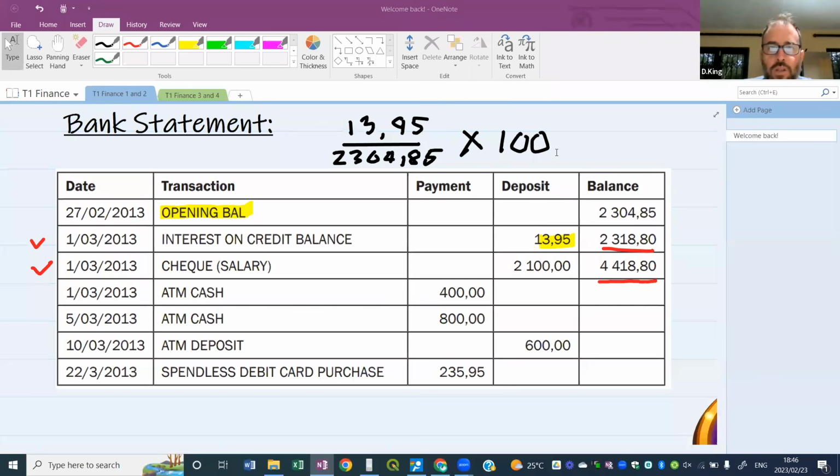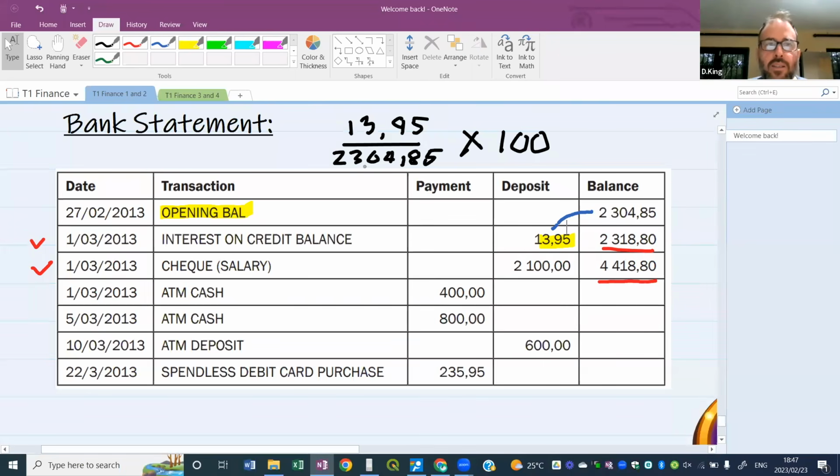Good question. The 13.95 is not calculated on the balance that's next to it. The number to the right of 13.95 is the result of the calculation. The 13.95 was calculated on the previous balance right at the top. As this statement starts in this month, they calculate interest on your opening balance. Then they show you that with this interest, this is now your new total of 2,318.80. I hope that makes sense.